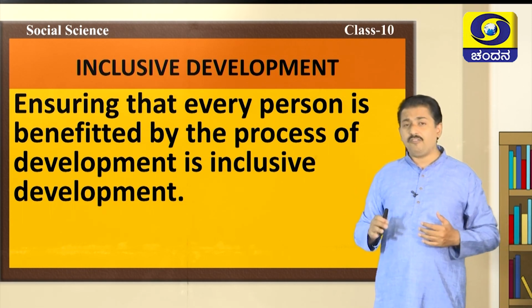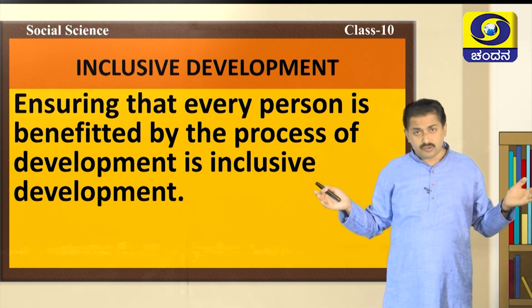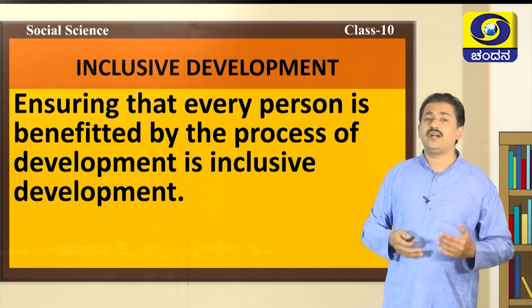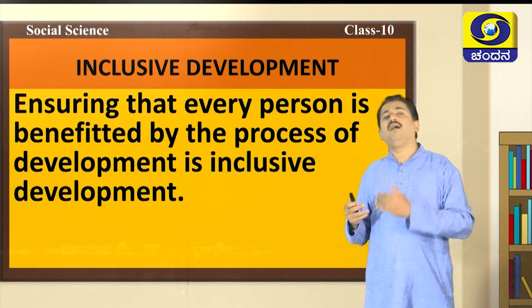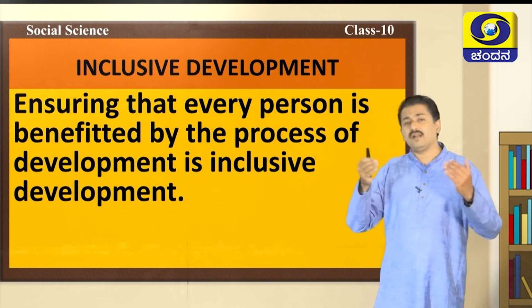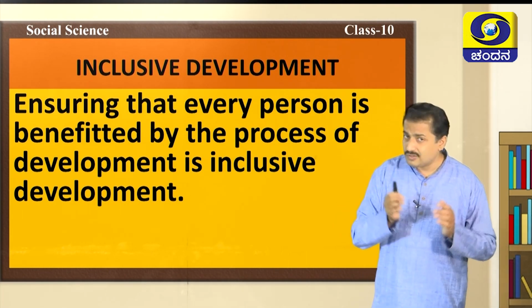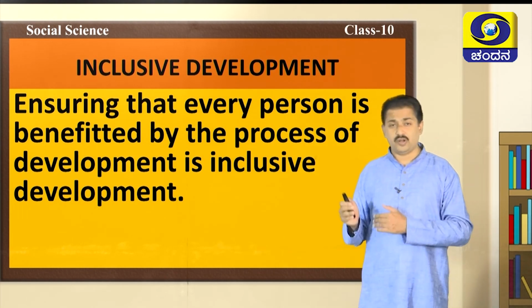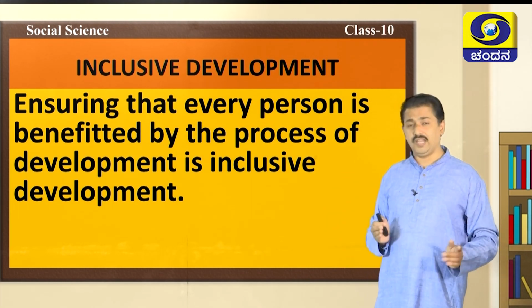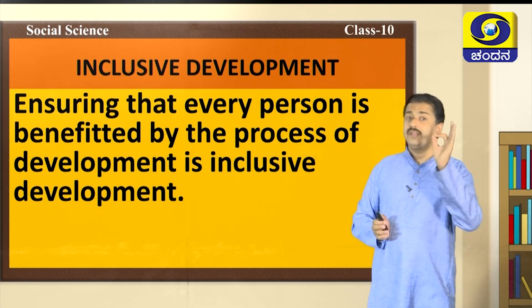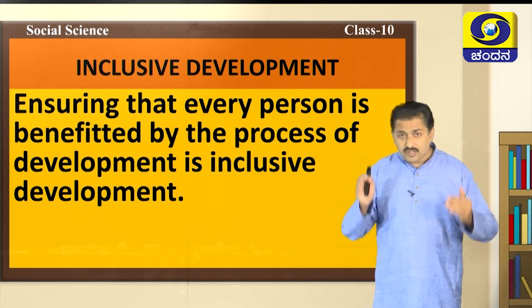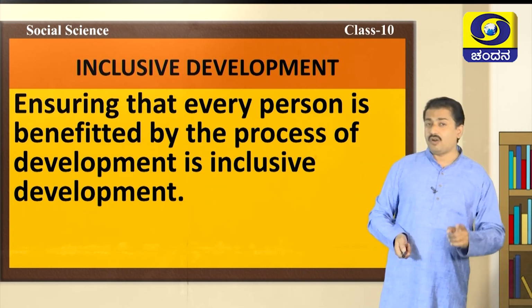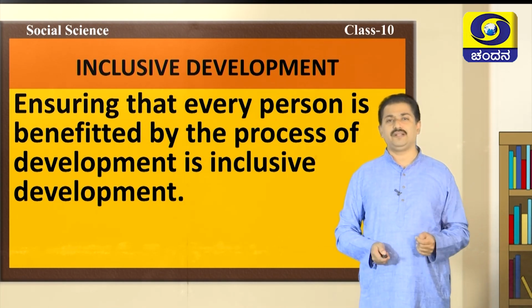That means, in the process of development, no section of the society should be left out, everyone should be considered, whether it is women or children, the aged, or the linguistic or religious minority, or it may be the backward classes or scheduled caste, scheduled tribe. Every section of the society should be considered in the process of development. Every section of the society should get the benefit of the development, that is called inclusive development.